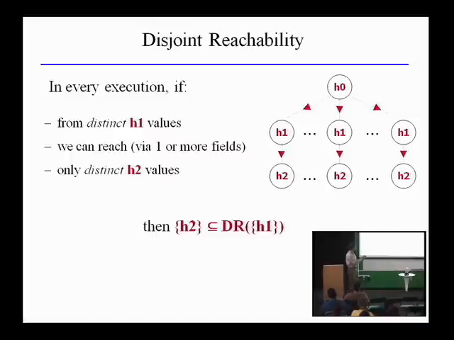So we can talk about the disjoint reachability set of a given allocation site. What other kinds of types are going to be disjointly reachable from that place?